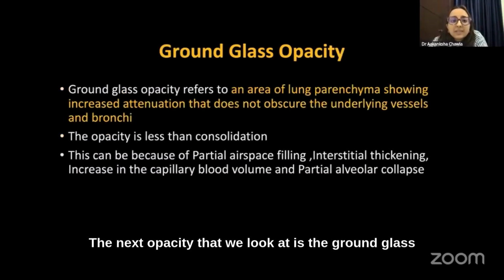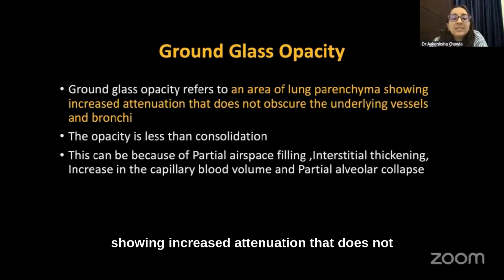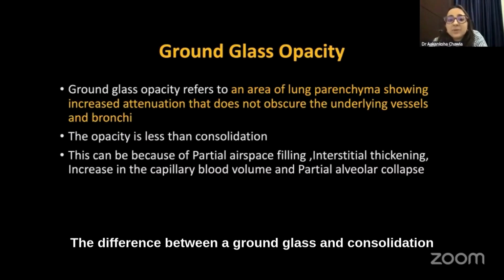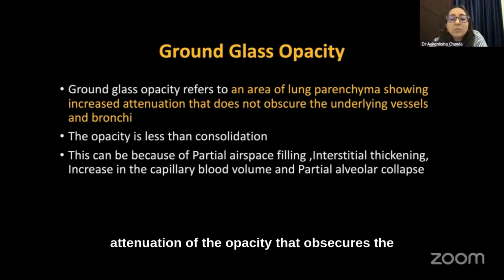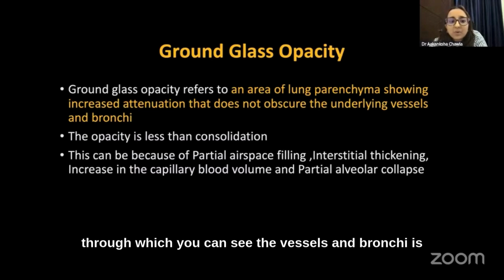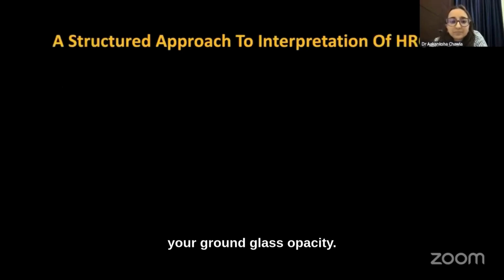The next opacity that we look at is the ground glass opacity, which refers to an area of lung parenchyma showing increased attenuation that does not obscure the underlying vessels and bronchi. The difference between a ground glass and consolidation is this. The increased attenuation or the opacity that obscures the underlying vessels and bronchi is your consolidation, and the one through which you can see the vessels and bronchi is your ground glass opacity.